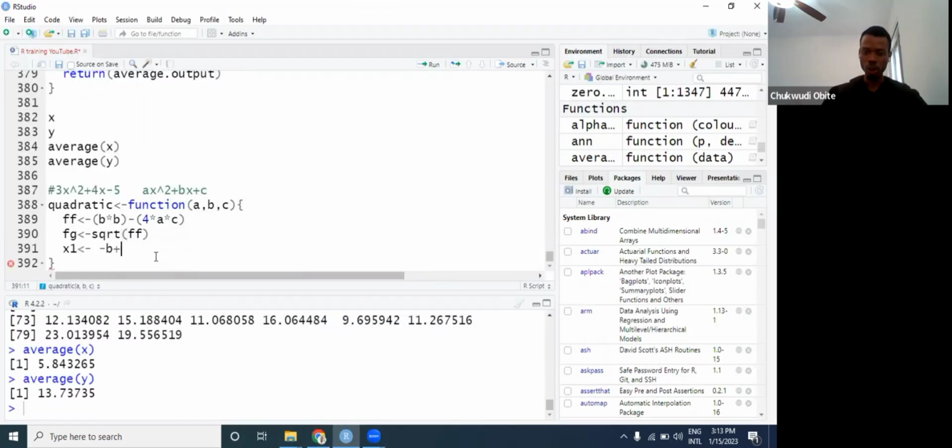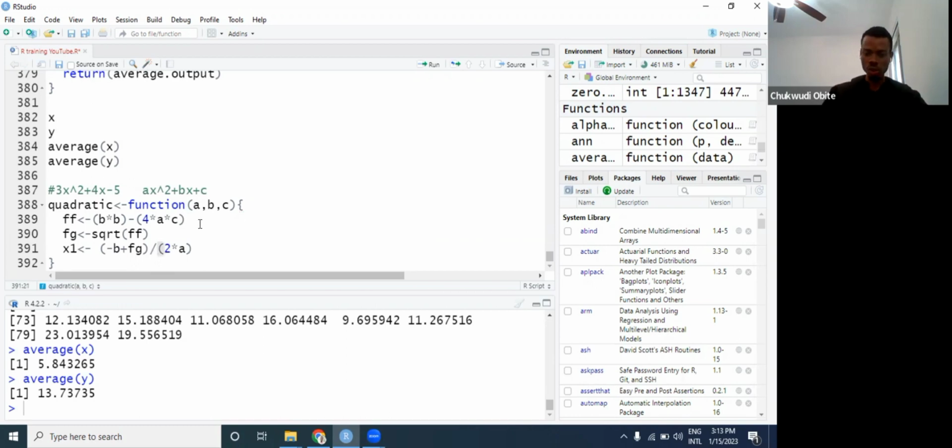So minus b plus fg. Remember the square root of all that, I've called it fg. Everything should be divided by, so I'll put it in a bracket, divided by 2 times a. Remember, you don't write 2a. Arrow doesn't understand what 2a is. You use 2 times a.